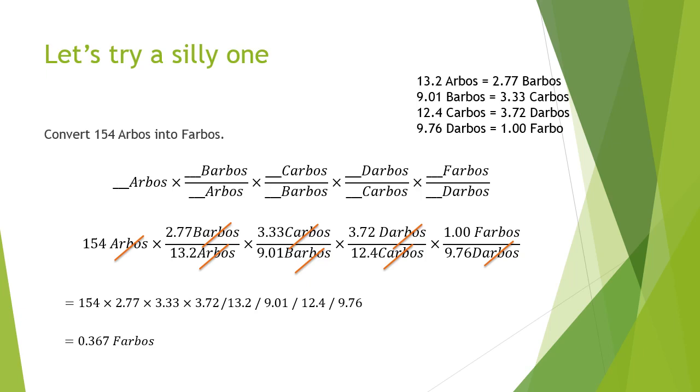Again, the reason we have 3 significant figures is because we started with 3 significant figures, and in this case, because these are nonsensical words, I used all 3 significant figures in the conversions just to keep it consistent, but there we have it. 0.367 farbos is the final answer using proper factor label method.